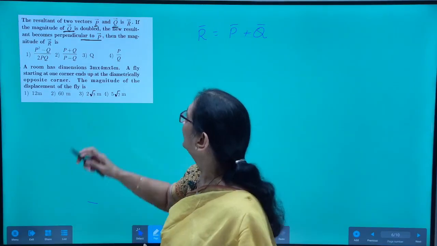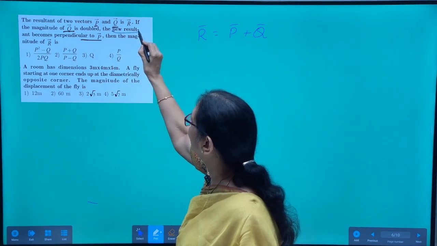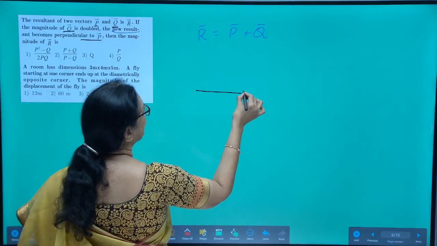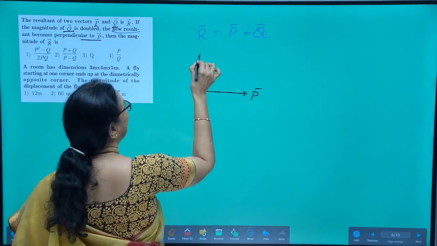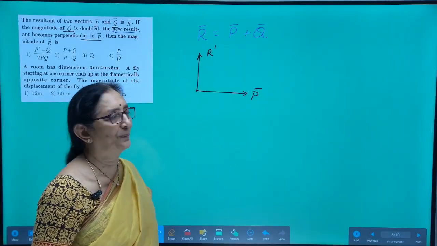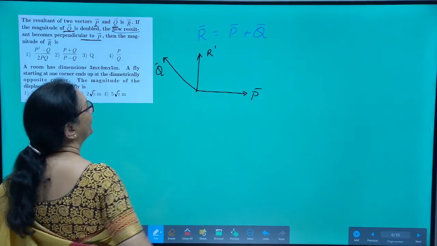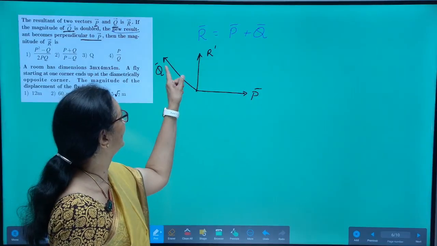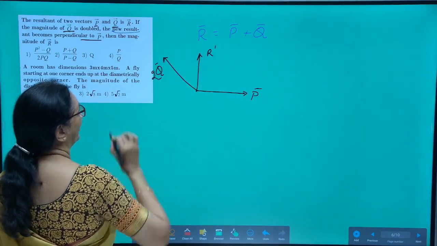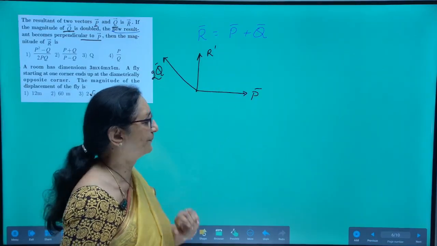On doubling q, the new resultant becomes perpendicular to p bar. So look here, this is p bar. This is the new resultant, let us say r dash, which is perpendicular to p bar. Very obviously, q bar must be in this direction, because the resultant is in between the two vectors, right? But this is 2q bar now.